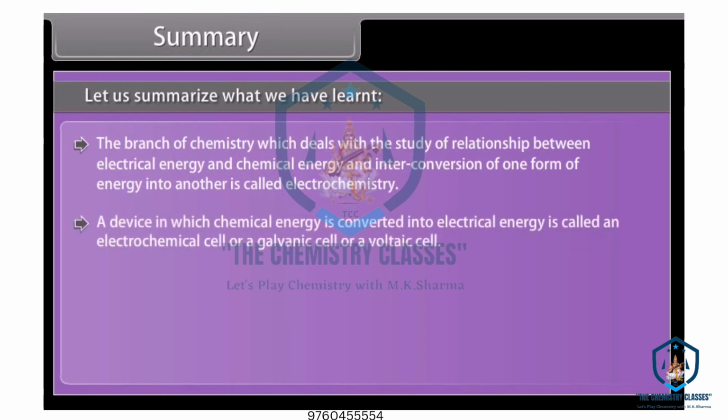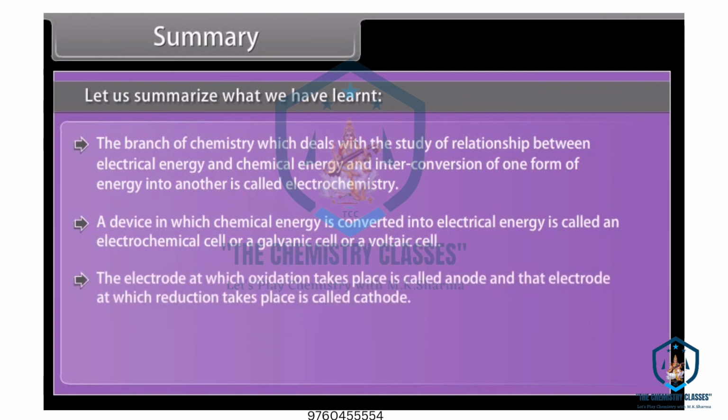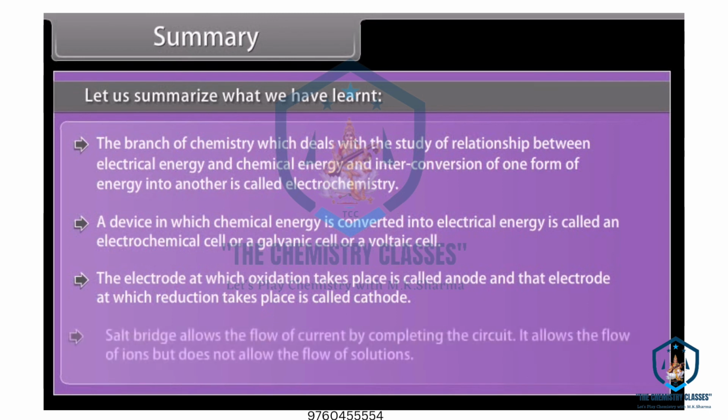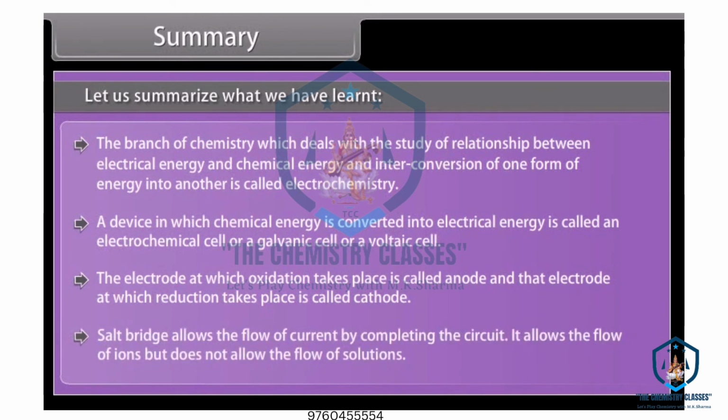A device in which chemical energy is converted into electrical energy is called an electrochemical cell, or a galvanic cell, or a voltaic cell. The electrode at which oxidation takes place is called anode, and that electrode at which reduction takes place is called cathode. Salt bridge allows the flow of current by completing the circuit. It allows the flow of ions but does not allow the flow of solutions.